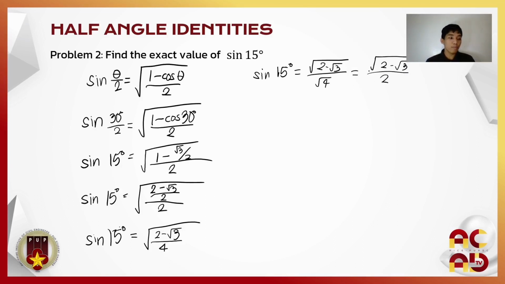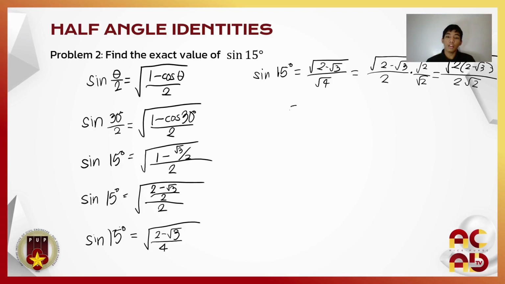Pero actually, pwede pa natin itong masimplify further. So, pwede natin i-multiply to both sides by the square root of 2. And then, magiging the square root of 2 times 2 minus the square root of 3, all over 2 the square root of 2.